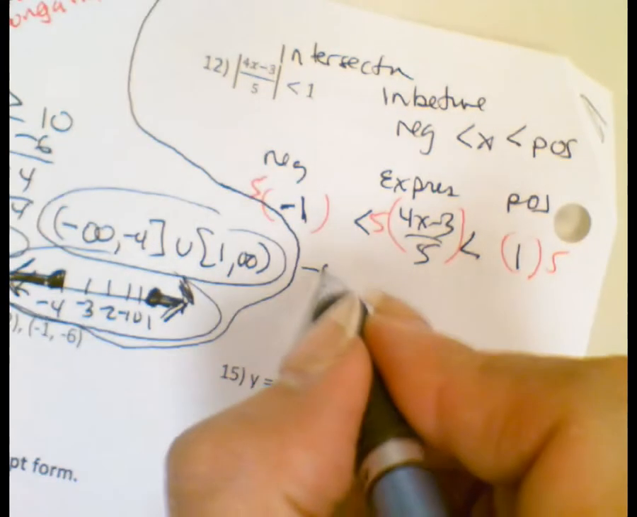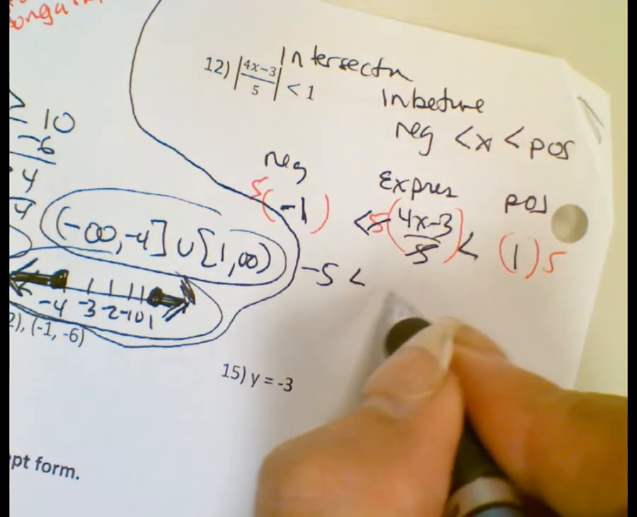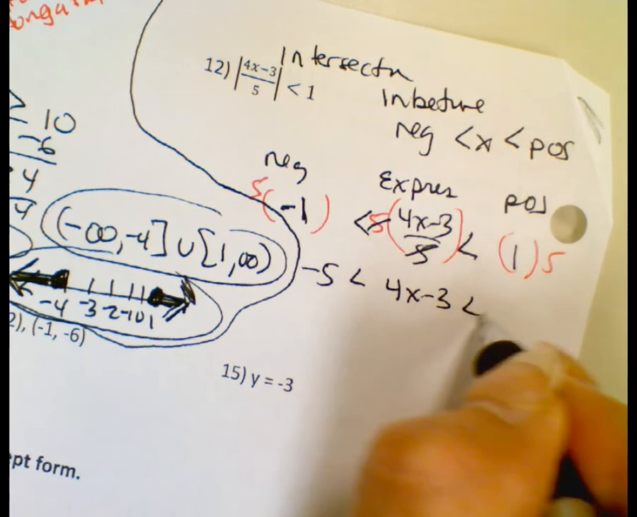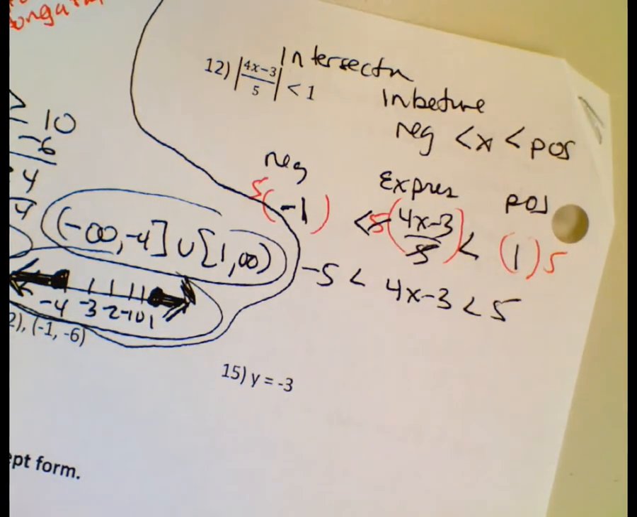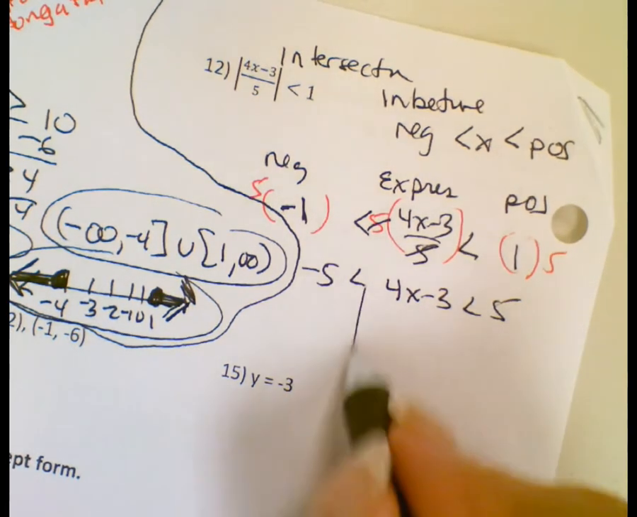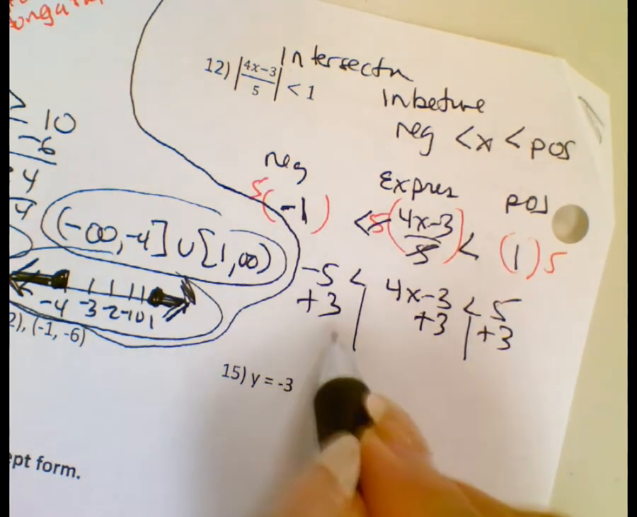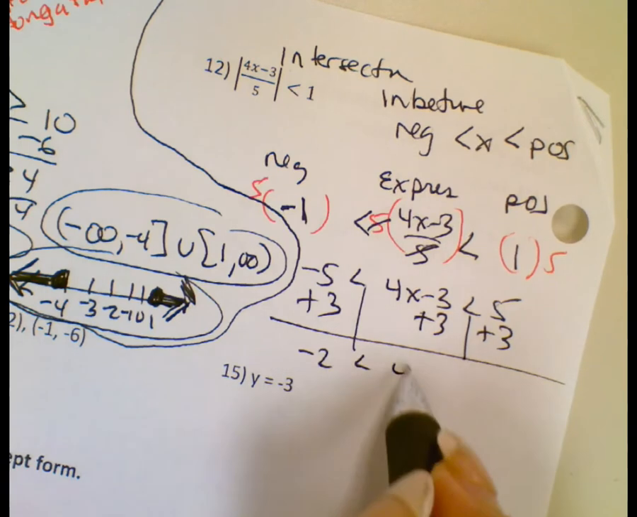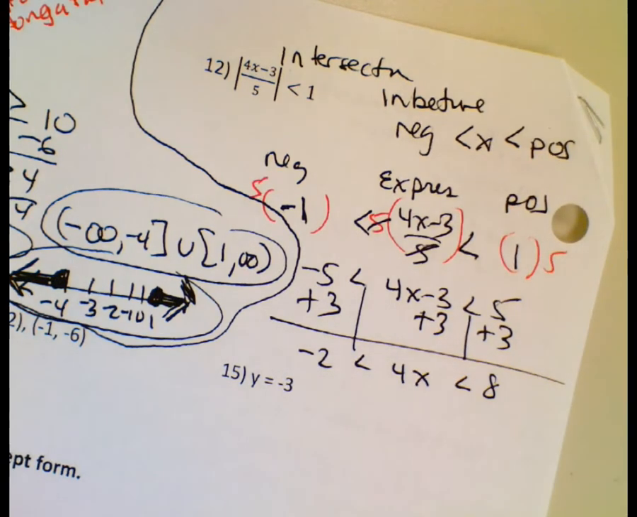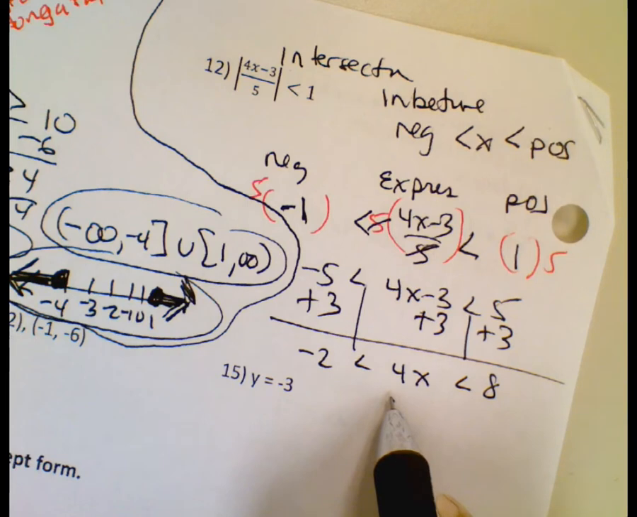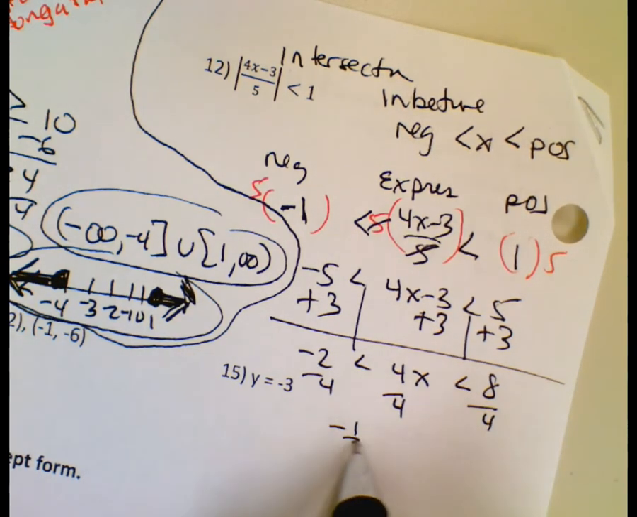So this left side is negative 5 is less than, the 5's cancel, 4x minus 3 is less than 5. How do we get x in the middle by itself? We have three sides here. We're going to add 3, add 3, add 3. We got one more step to get 4x by itself, so divide by 4, divide by 4, divide by 4, and you get negative 1/2 is less than x is less than 2.